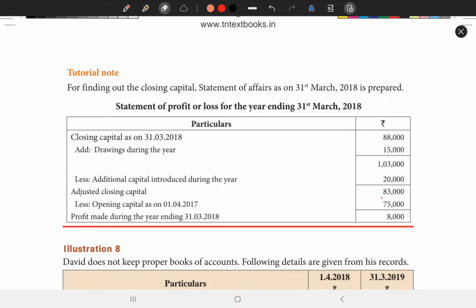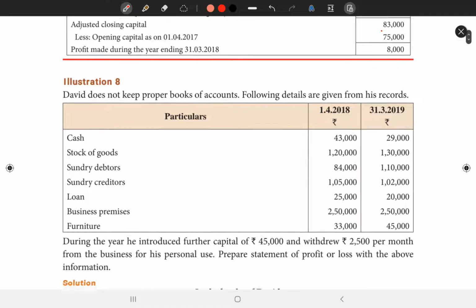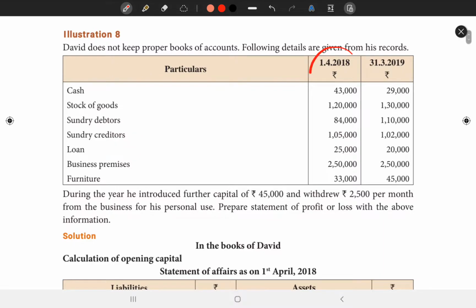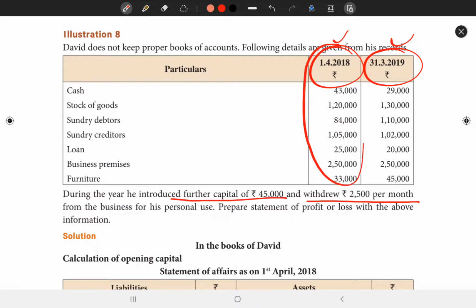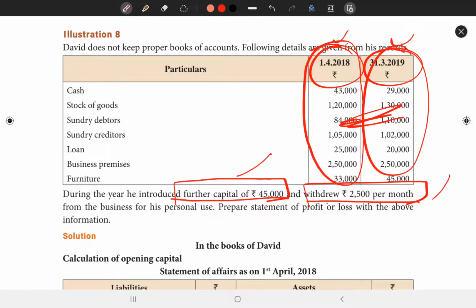Let's see another simple question and wind up this session. Okay, so here data is given for two periods, one is opening period and closing period, and further capital which is additional capital, drawings are given. Okay, what we will be doing is create a closing statement of affairs and opening statement of affairs to find out opening and closing capital, and we will use these details, drawings, additional capital, and we will find out what is profit or loss.